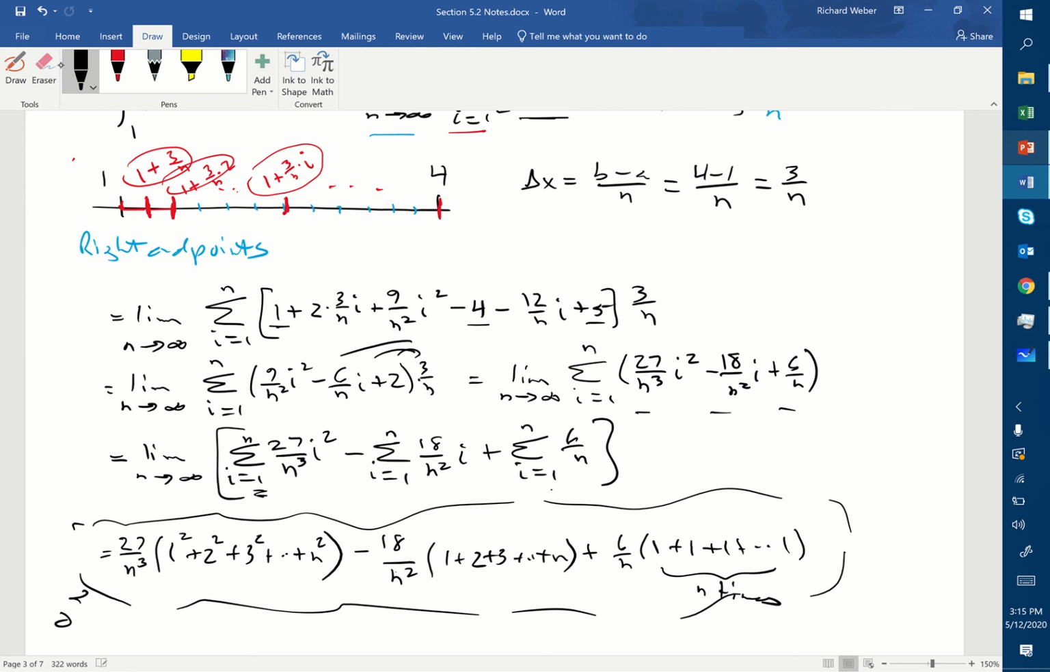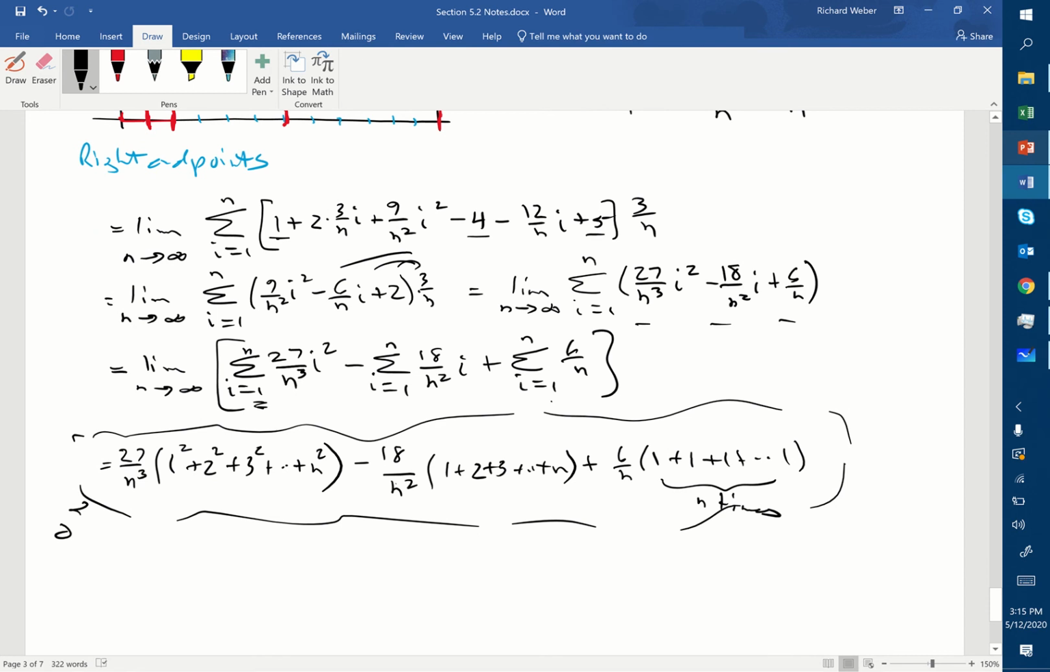See, this counter is saying i equals 1 to n, and there is no i. So it's really just 6 over n plus 6 over n plus 6 over n, n times. That's going to help you understand what we're about to do.